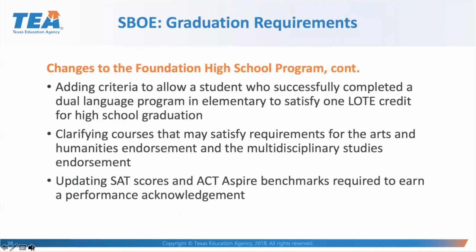Lastly, under Section 7414, which focuses on performance acknowledgements, the board updated that there are a number of subject tests on the ACT Aspire exam that are required to earn a performance acknowledgement, and updated the qualifying score on the SAT to a single composite score of 1310.